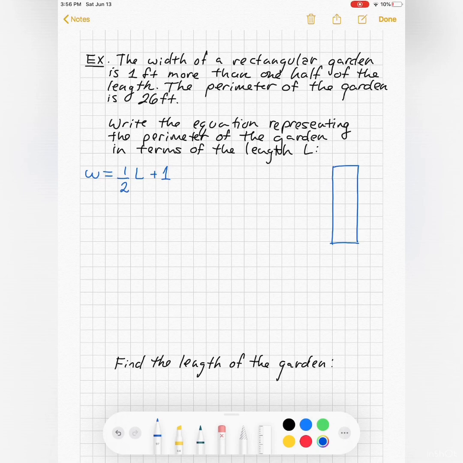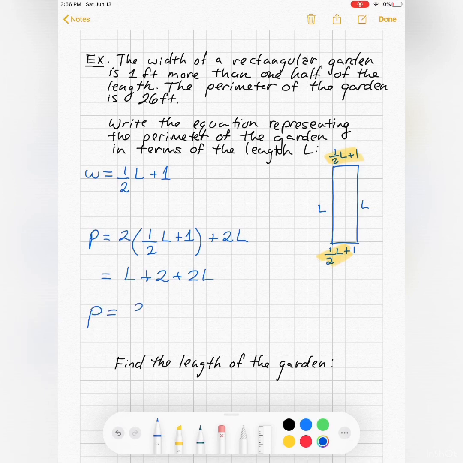Okay, so let's see. Each of these will be a half L plus 1 and another half L plus 1. Okay, so if I want to write the perimeter, let's see, I've got 2 of the half L plus 1 sides. It's this one and this one. And then I've got 2 of the L sides. So it looks like the perimeter would be 3L plus 2.